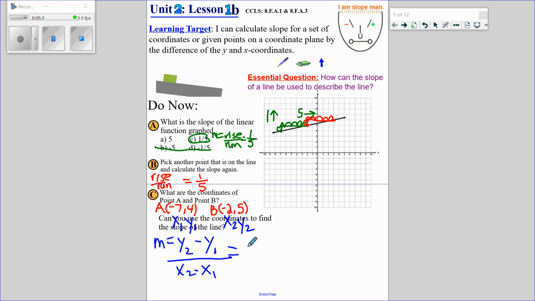So now we go. Here y2 is 5, so I put a 5. Minus is part of the formula, you carry it down. And then we have y1 is 4. x2 is negative 2. Minus is part of the formula. And then we write negative 7. I'm going to put it in parentheses because now we have two negatives next to each other.